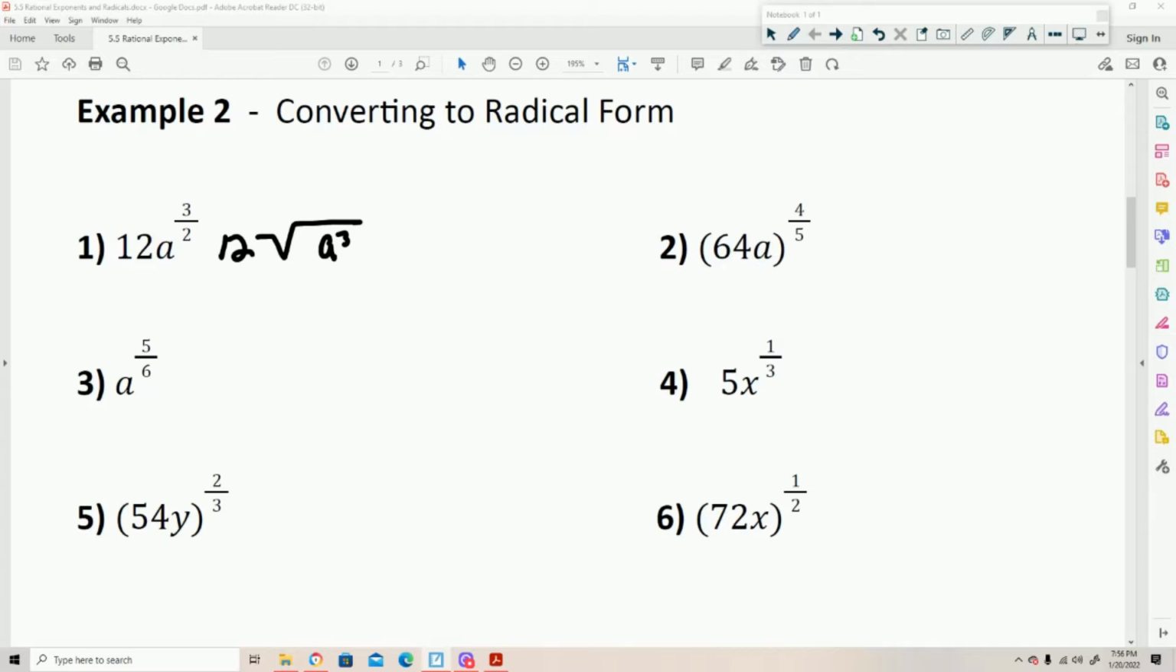Okay, number 2. Now notice here, if we distribute this, we should get 64 to the 4/5 and a to the 4/5.